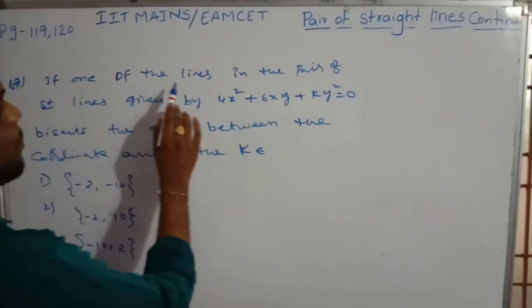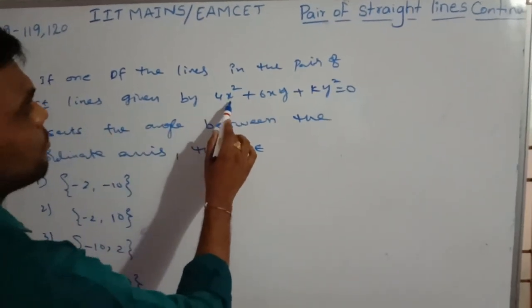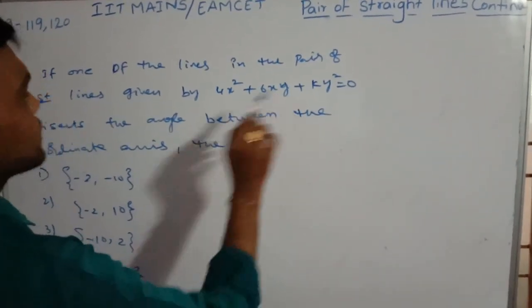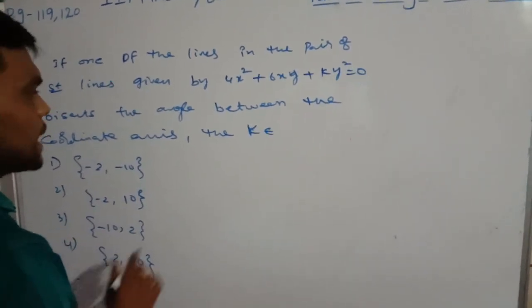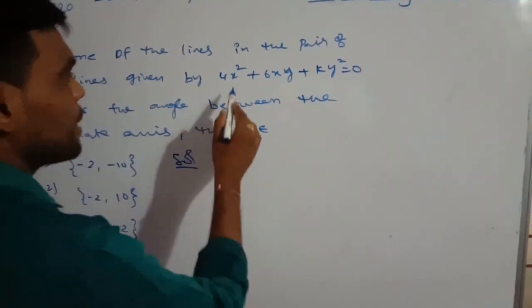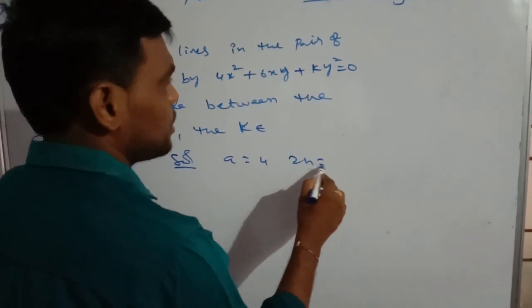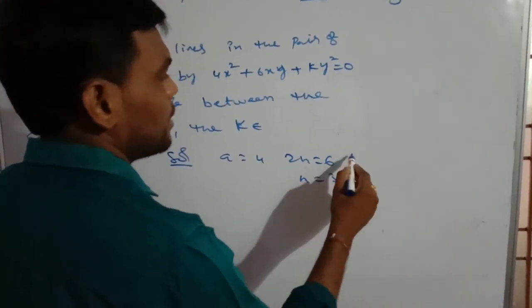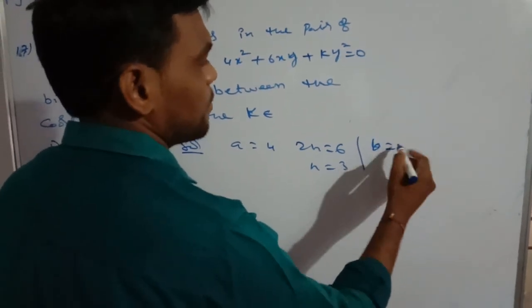If one of the lines in the pair of straight lines given by 4x square plus 6xy plus ky square is equal to 0 bisects the angle between the coordinate axes, then k belongs to the set of values of. Now the solution: comparing with ax square, here a is equal to 4 and 2h is equal to 6 and h is 3, and also b is equal to k.